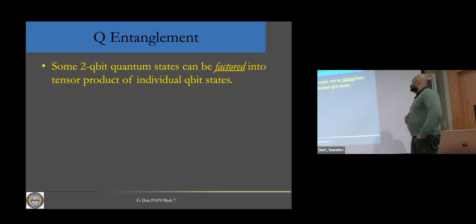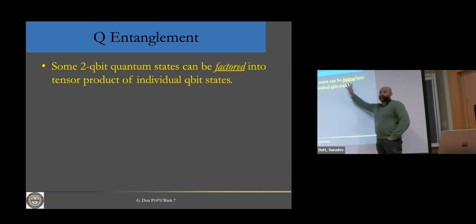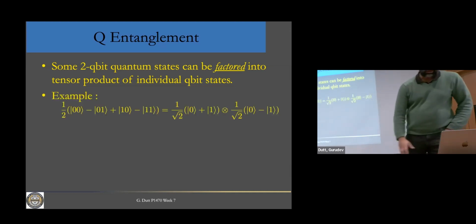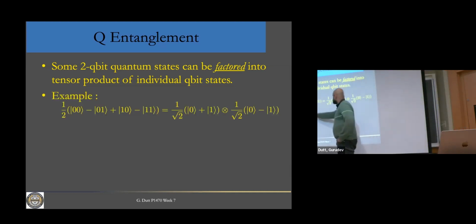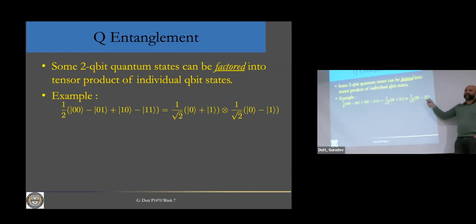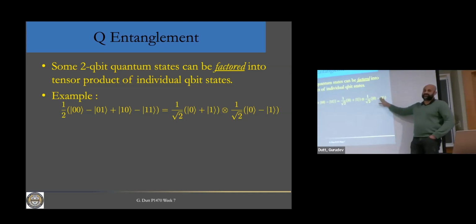All right, we can easily show that there are many 2-qubit quantum states that can be factored into a tensor product of the individual qubit states. What do I mean by this? Here, for example, is one such state. Looking at this state, it's 00 minus 01 plus 10 minus 11. It's not immediately obvious, but it can be written as this tensor product state. What I mean is, each individual qubit is in a state, and you just multiply them together by the tensor product.